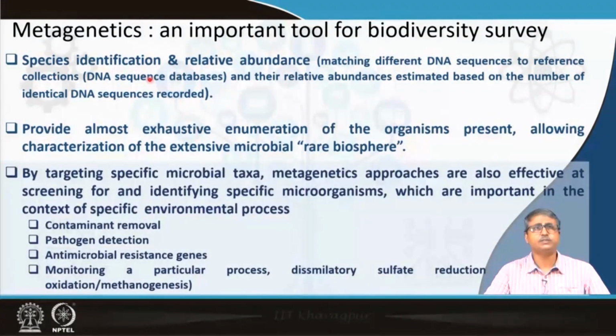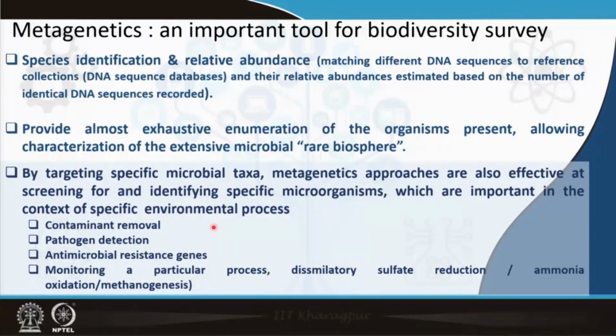Third, by targeting specific microbial taxa, metagenetic approaches are also effective at screening for and identification of specific microorganisms, like a taxon-specific 16S ribosomal RNA gene you can always use during your amplification process. So, you know what organisms you are possibly looking at, and accordingly you can select the type of 16S primer which are important in the context of the specific environmental process, or you can actually target functional genes also, and this includes the contaminant removal.